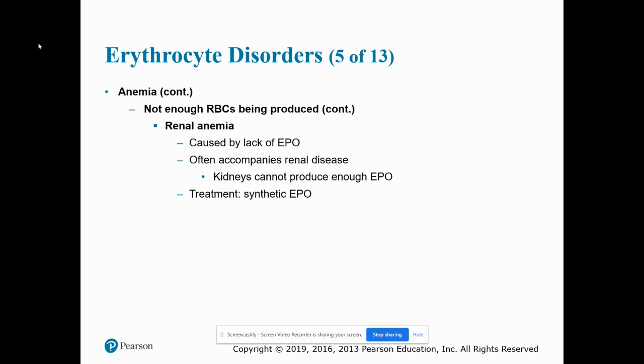Then we have renal anemia. This is caused by a lack of EPO. This often accompanies renal disease. The kidneys just simply cannot produce enough EPO, and then the treatment would be synthetic EPO.